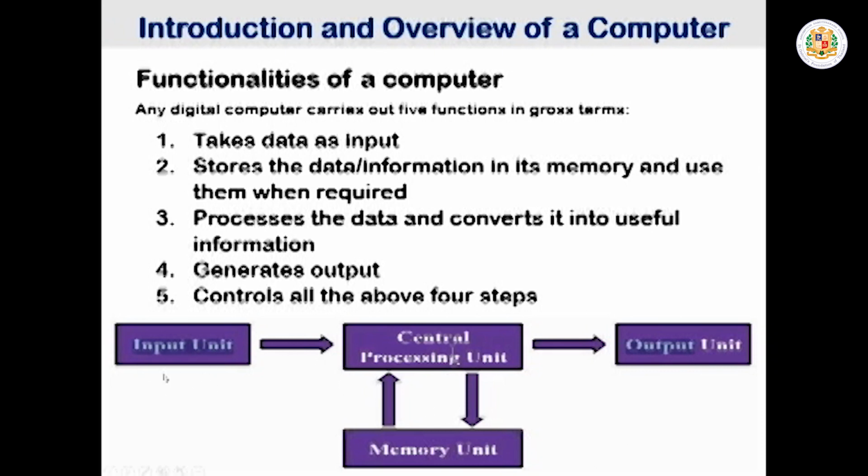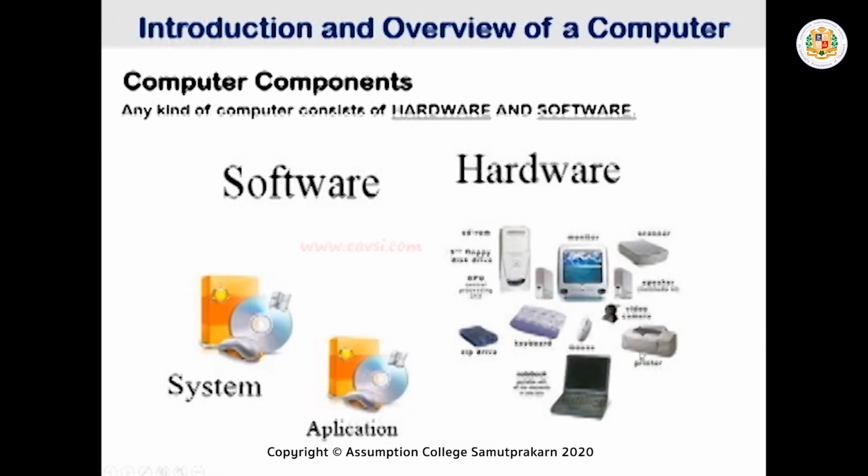First, it takes data as an input using the input devices, such as the mouse and the keyboard, as I explained a while ago. Then it stores the information in its memory and uses them when required. After that, it processes all the data and converts it into useful information, and then generates or creates an output using the output devices.